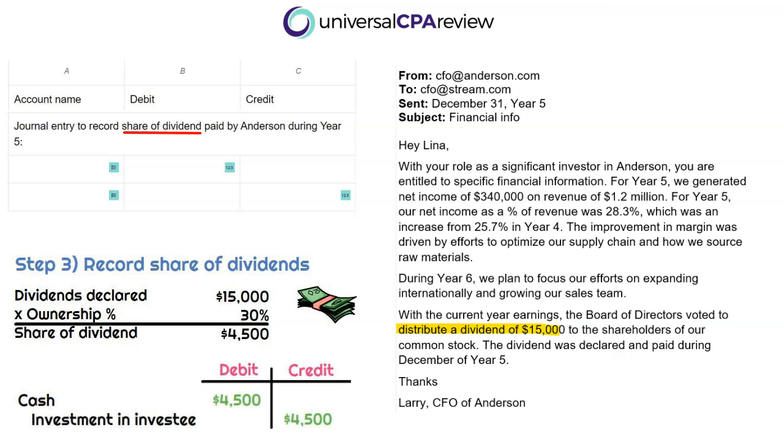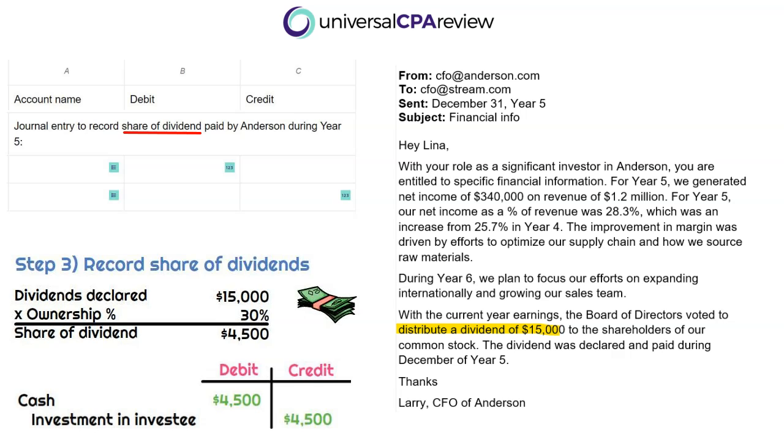Now they're receiving a cash dividend, so we would debit cash for $4,500. Now, unlike the fair value method where we would record dividend income in the income statement, we treat this as basically a liquidating dividend or a return of capital.